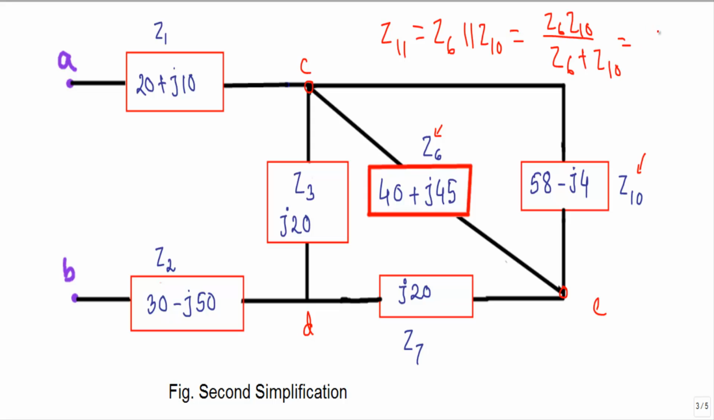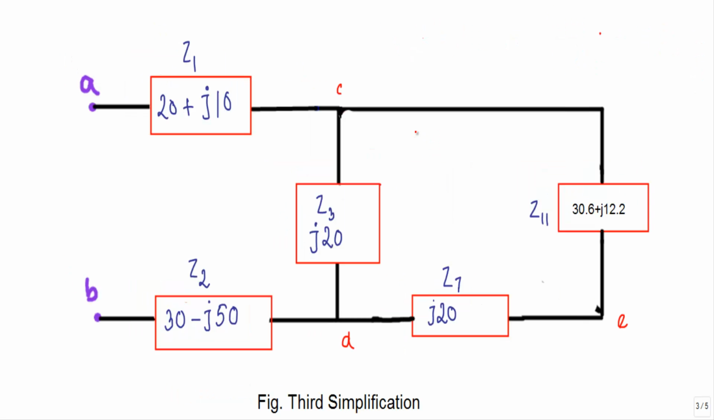That will be equal to 30.6 plus J12.2. Okay, so between this C and E terminals I will replace Z6 and Z10 with an impedance of 30.6 plus J12.2, and that will give us the third simplification of the original circuit. Okay, see, this is our third simplified circuit. This is our Z11 between C and E terminals.